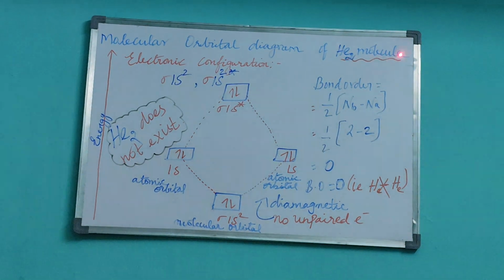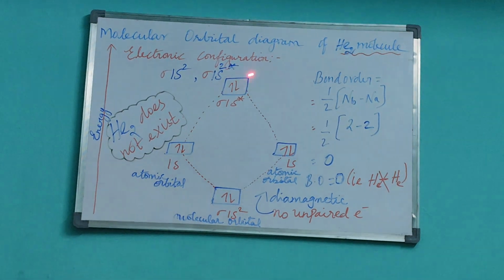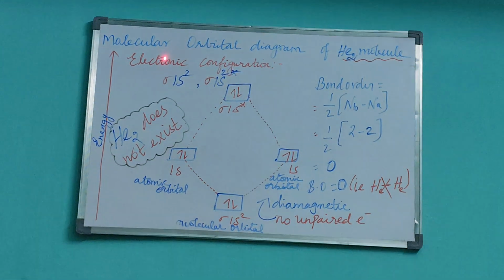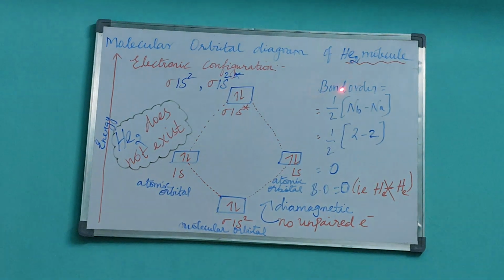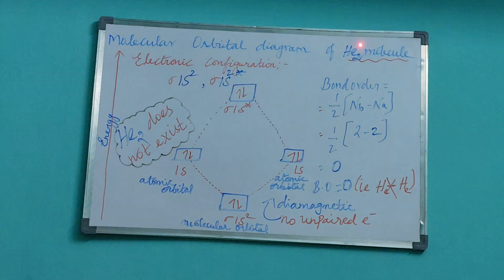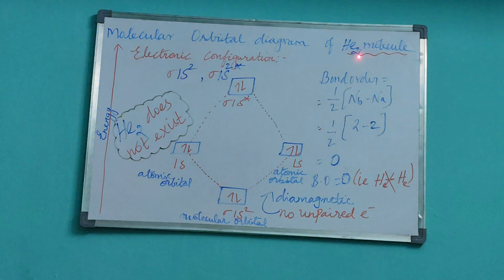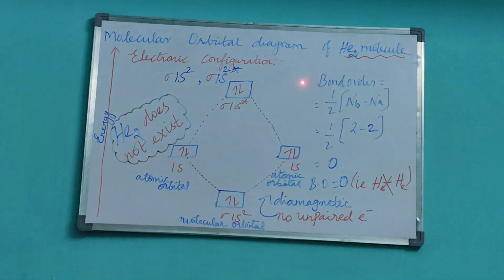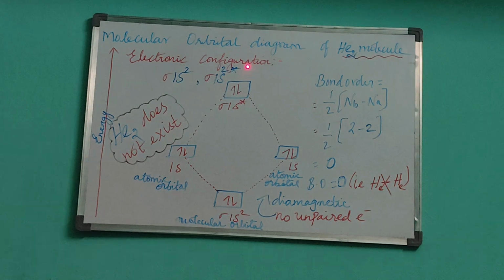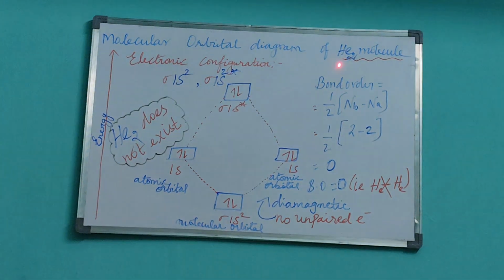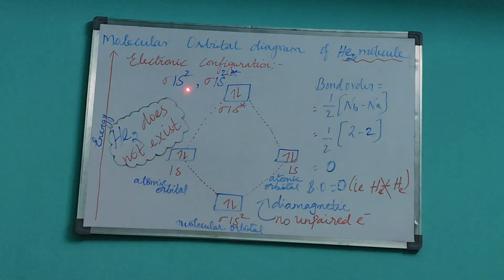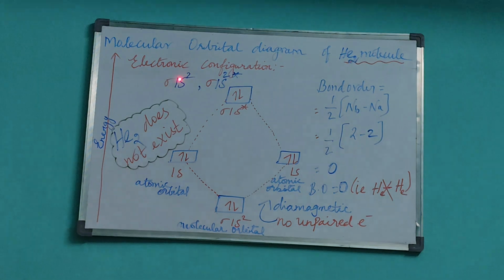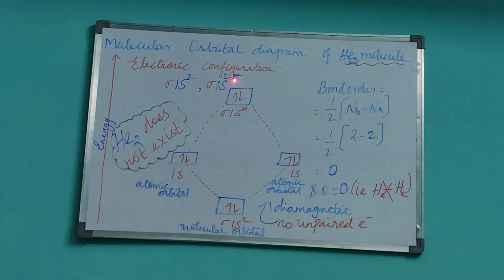Molecular orbital diagram of a helium molecule. So first step, to write the molecular orbital diagram, first you have to find out the number of electrons present in the helium molecule. As you know, each helium atom consists of 2 electrons. So therefore 2 helium atoms possess 4 electrons. So these 4 electrons must be filled in these orbitals according to the Aufbau principle, like σ1s² and σ*1s².